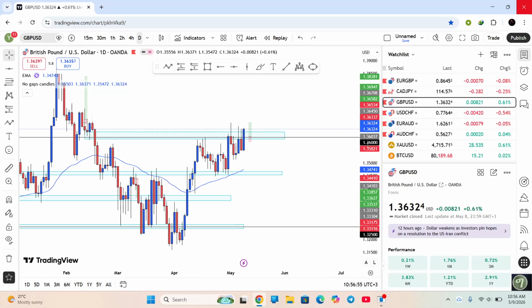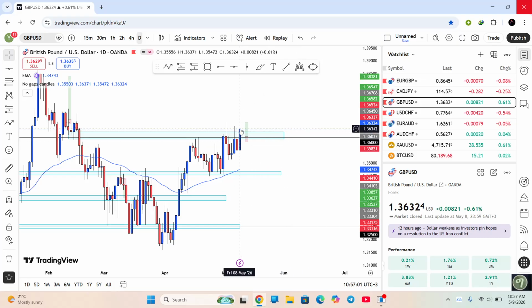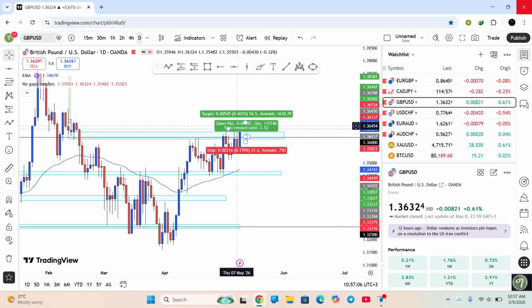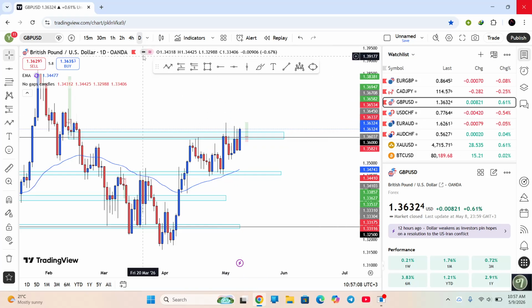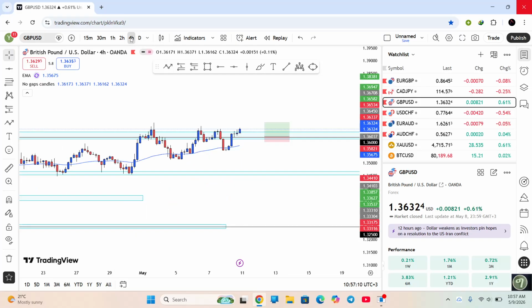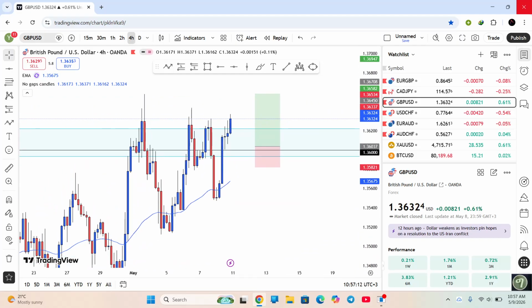It also broke above this strong round psychological level, 1.36000. So all I'm going to wait for is for price to give me that pullback to retest the area of interest and to retest this round psychological level, so it can keep going to the upside. Then on the 4-hour time frame, as you can see, we are bullish because of this market structure, this higher high and this higher low, not because of a body closure above this structure point. This is just market structure.